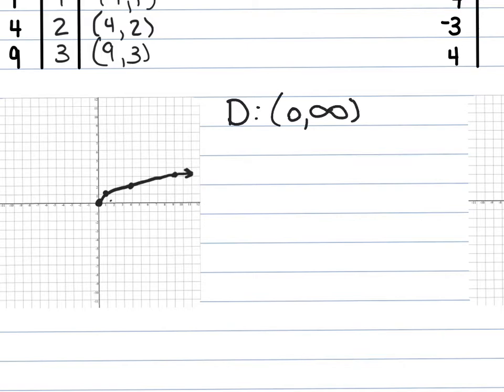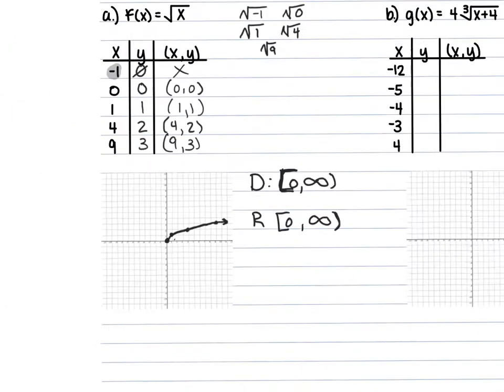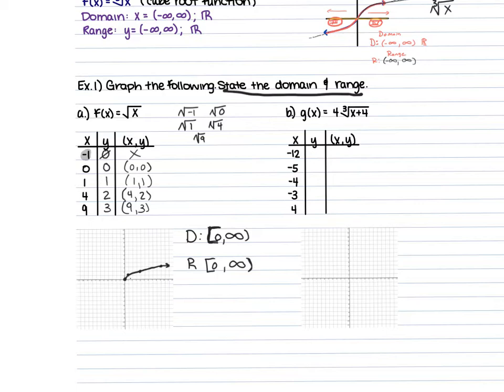Oh, sorry, this should be a bracket because we are allowed to take the square root of 0. And what about the range? 0 to infinity. Just like we had before, the range and domain didn't change. It's still the exact same graph that we did. All we have now are the actual points that we used.